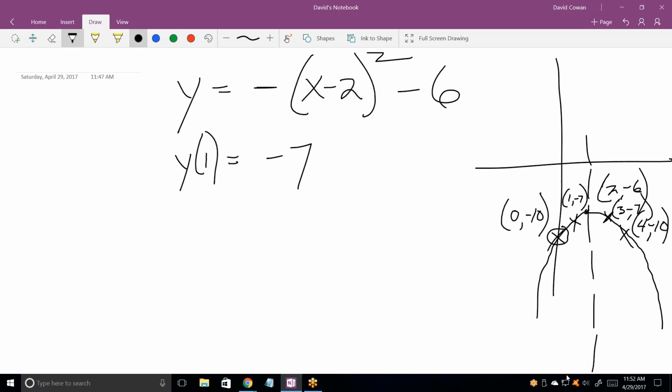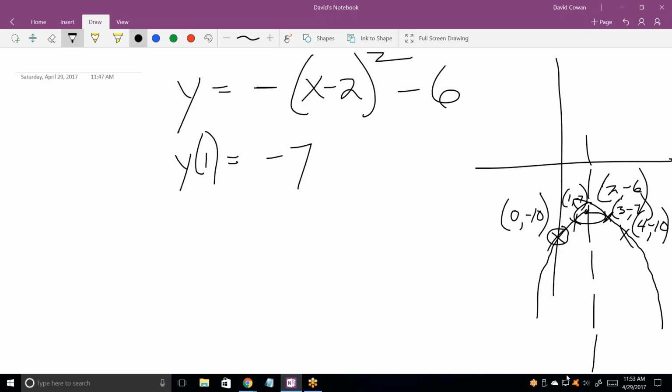In other words, I didn't really have to do it this way. I did it kind of the most efficient way, which was to use symmetry to come up with these points on the right. But you wouldn't have to do that. You could let x equal 0, x equal 1, x equal 2, x equal 3, x equal 4, x equal 5. That's going to give you 5 points. Although the vertex is one of them, so you only need 4 other values of x.